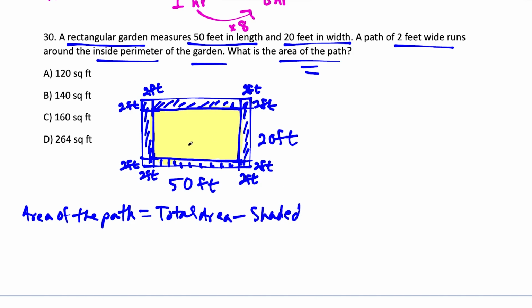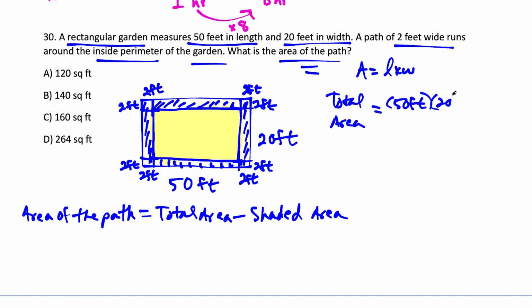That's the area that I just shaded in yellow. So first let's find the total area. The entire length was 50 feet and the entire width was 20 feet. The formula for the area of a rectangle is length times width. So the total area is 50 feet times 20 feet, and this works out to 1,000 square feet. I'm just doing 5 times 2 is 10, and then tacking on 2 extra zeros. So 1,000 square feet is the total area.